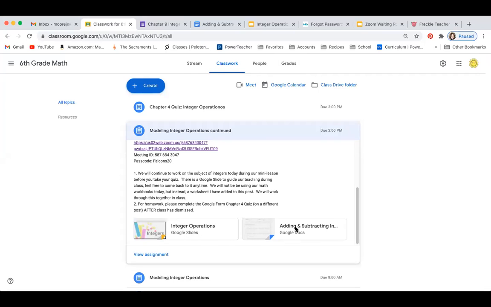And I'm going to walk you through the quiz. You'll be surprised that it's really straightforward, multiple choice, not too much calculation involved with integers just yet. So the other thing that's attached here is a little worksheet that we're going to go through for guided practice.